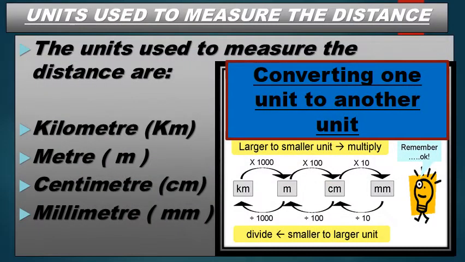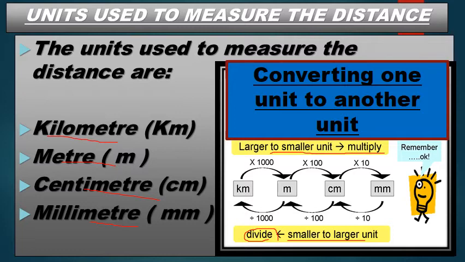Here we have to learn the units used to measure the distance. Units used to measure the distance are kilometer, meter, centimeter, millimeter. Sometimes we need to convert one unit to another unit. Remember this: when a bigger unit is to be converted to a smaller unit, we will multiply. And when a smaller unit is to be converted to a bigger unit, we will divide.